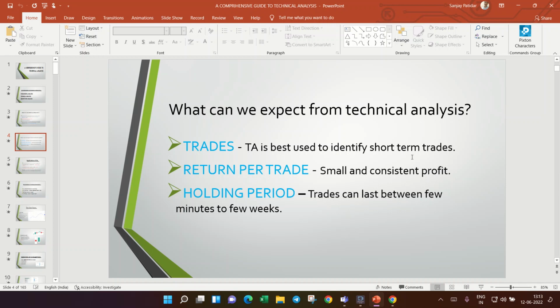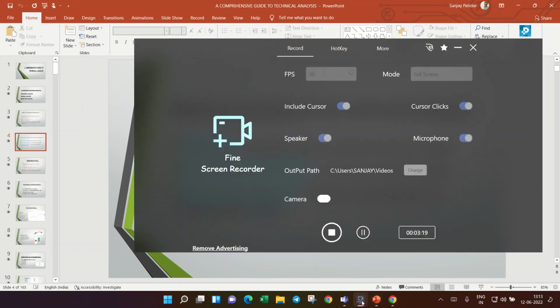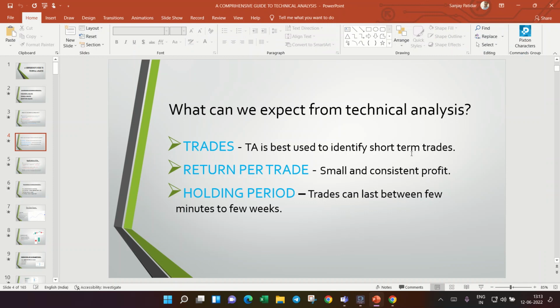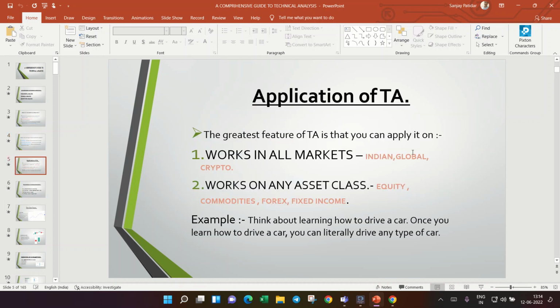Okay, and the next topic we have learned is what we can expect from technical analysis. We can expect some short-term trades, and the return per trade is small, but we have to remember that we have to book a consistent profit in it. And the holding period for that trade through technical analysis is starting from a few seconds, it can be a few months or few weeks.